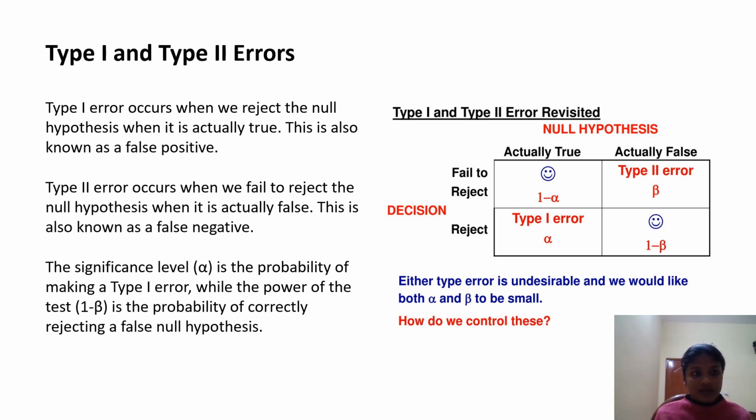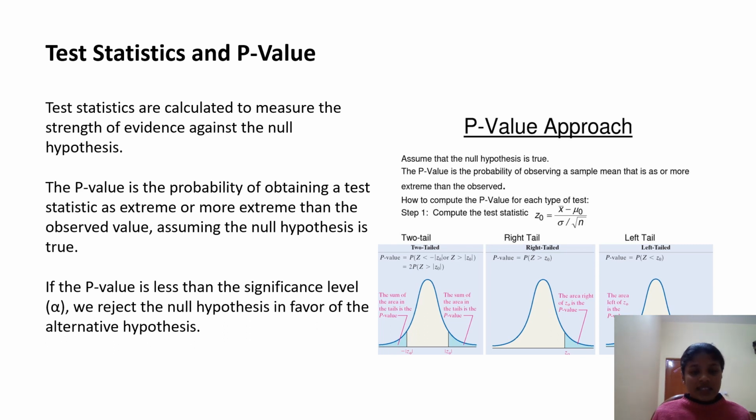Test statistics and p-value. Test statistics are calculated to measure the strength of the evidence against the null hypothesis. The p-value is the probability of obtaining a test statistic as extreme or more extreme than the observed value, assuming the null hypothesis is true. If the p-value is less than the significance level, we reject the null hypothesis in favor of the alternative hypothesis.